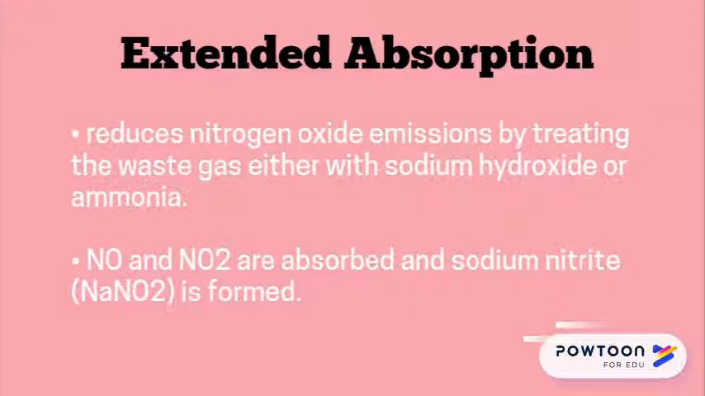Extended absorption can also be used to reduce nitrogen oxide emission by treating the waste gas either with sodium hydroxide or ammonia. This way, nitrogen oxide and nitrogen dioxide are absorbed, and in turn, sodium nitrite is formed.